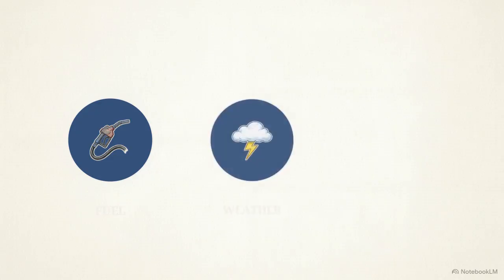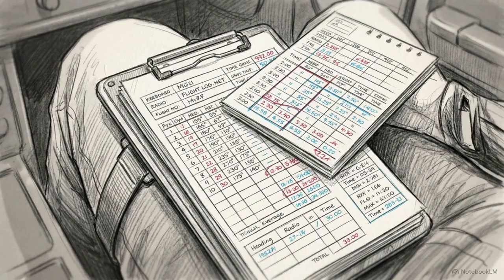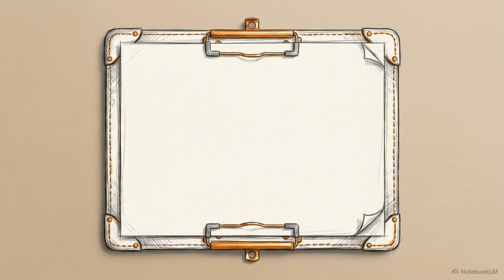Adding cross-country navigation to that baseline requires you to calculate fuel, monitor weather, and talk to air traffic control, all while keeping the wings level. Because your workload in the cockpit will be high, your ground planning must be meticulous. To build a reliable plan, you need a specific set of tools within arm's reach.